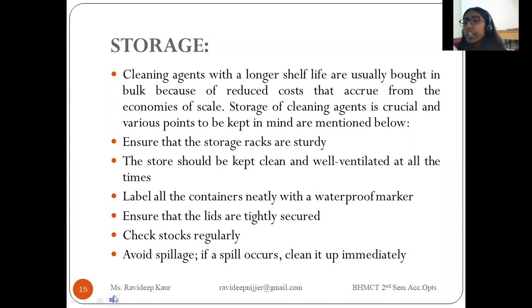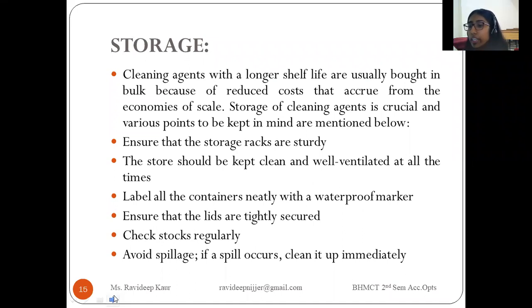The storage of cleaning agents is crucial, and various points to be kept in mind are mentioned below. So taking care of all these cleaning agents is mandatory and even crucial. There are some points which a person should keep in mind while storing and taking care of these cleaning agents. First, ensure that the storage racks are sturdy. So the first thing you have to keep in mind is that your storage racks or shelves are sturdy.